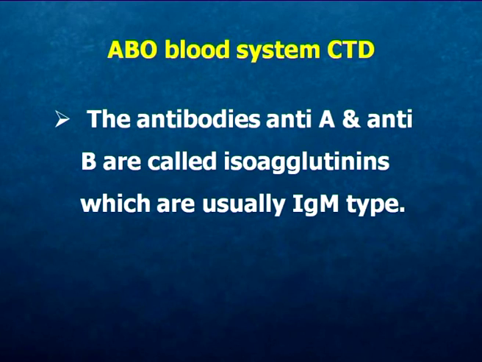Now, the ABO blood system is continued. The antibodies anti-A and anti-B are called isoagglutinins, which are usually IgM type. We have these antibodies IgM, IgG, IgE, like that.